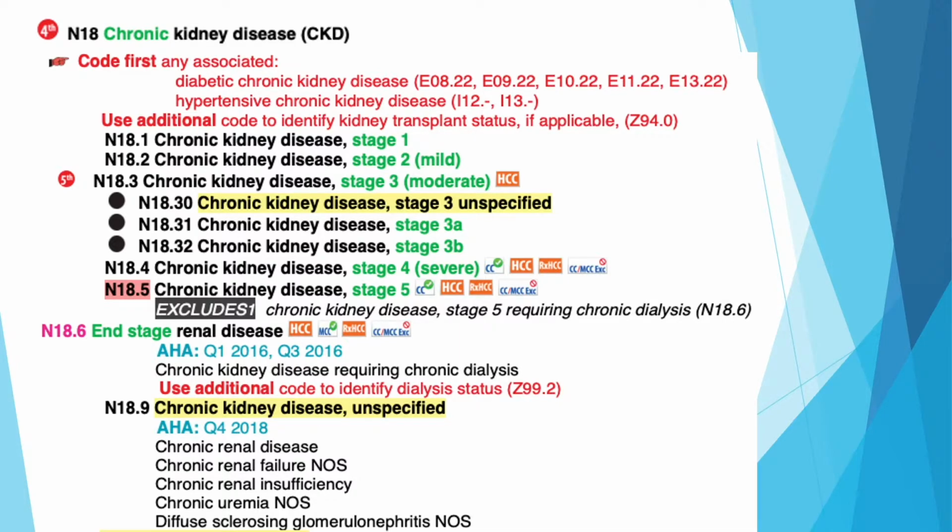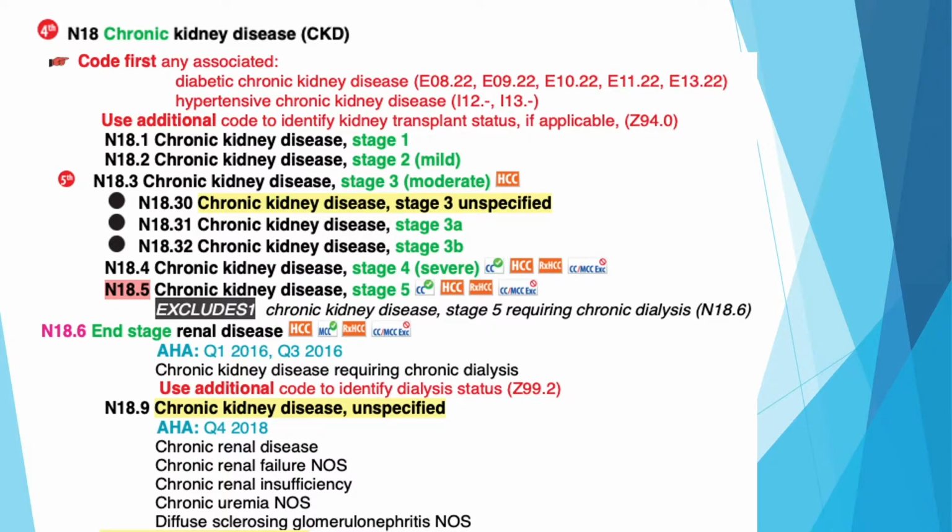Skipping N18.3, I'll come back to that in a moment. N18.4 is still stage 4 or severe CKD, and stage 5 chronic kidney disease is still N18.5, and ESRD, or end-stage renal disease, is still the good old N18.6. CKD unspecified stage is still N18.9. The difference, though, is stage 3 or moderate CKD. Instead of just having the N18.3 code, now we have N18.30, N18.31, and N18.32.